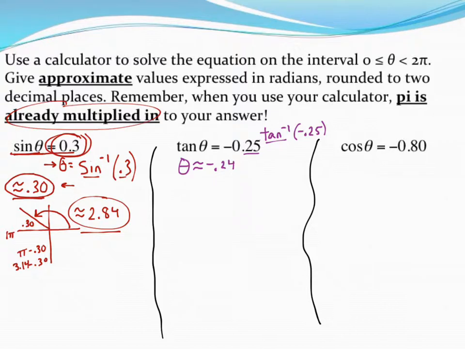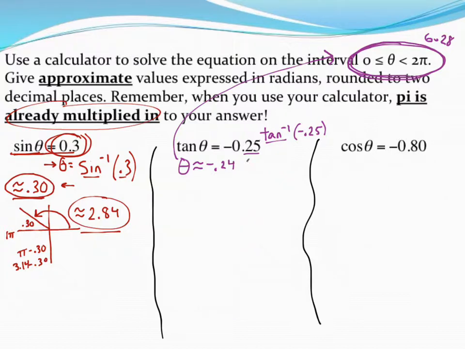This time it's not. The reason that this is not one of the answers is because remember, we're going to agree that all of our answers need to be between 0 and 2 pi, or 0 and 6.28. That's what 2 pi is approximately equal to. A negative value doesn't fit in there. Negative is less than 0, and so that cannot be a solution.